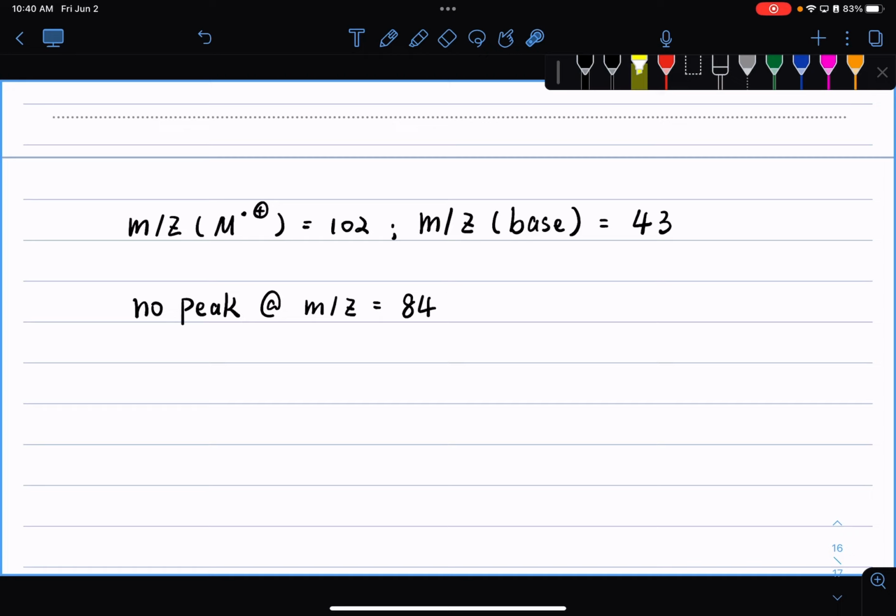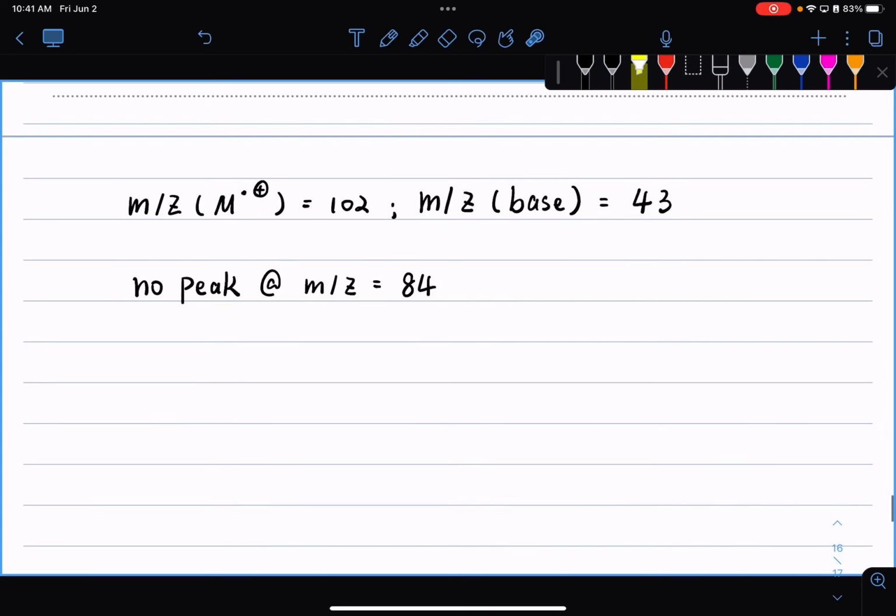So when we say that it's a base peak, what we're hinting is that it is a carbocation. It is a carbon-centered cation that is relatively stable. So it can't be a primary carbocation. It must be at least a secondary carbocation, so it is stable. And then there's no peak at the molecular weight around 84.